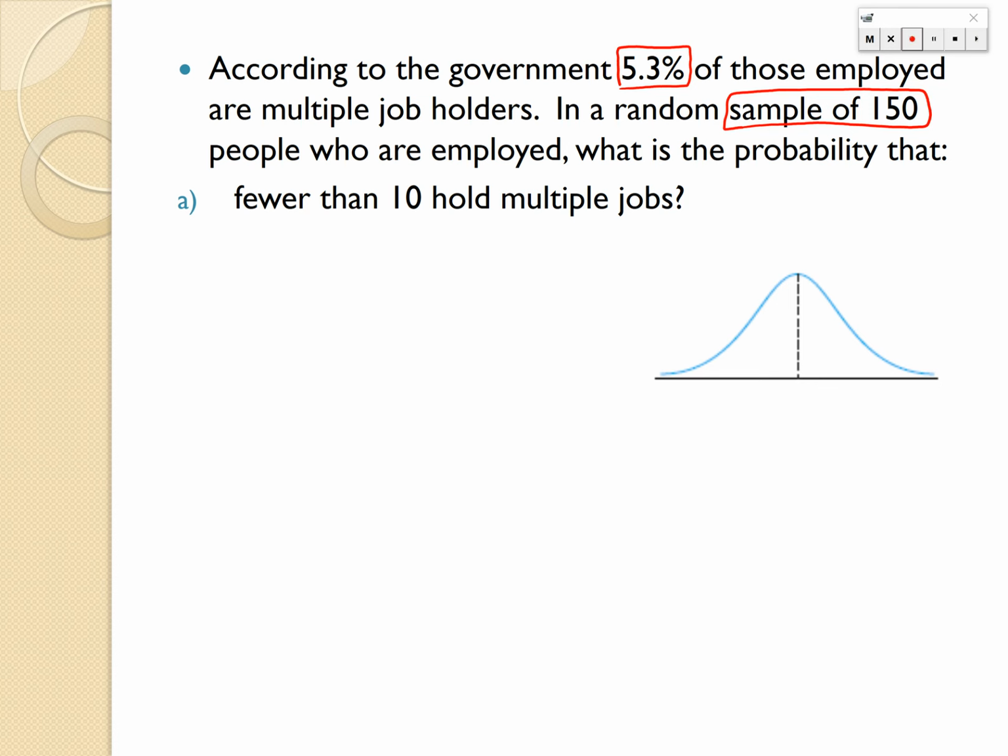We're not looking for a sample mean in this. We're looking just at fewer than 10 hold multiple jobs. We're looking at a specific data value, but we have a sample size. So that's what's going to set it apart from even what we initially did with our normal distribution. We're given a sample, and we're just looking at a specific data value. We're not looking at a sample mean. That's going to be how I know to do this versus central limit theorem, which was last section.